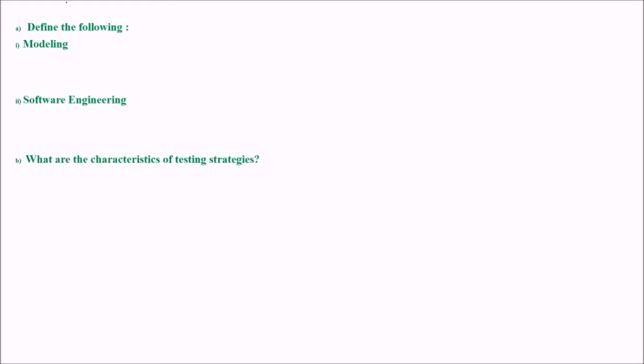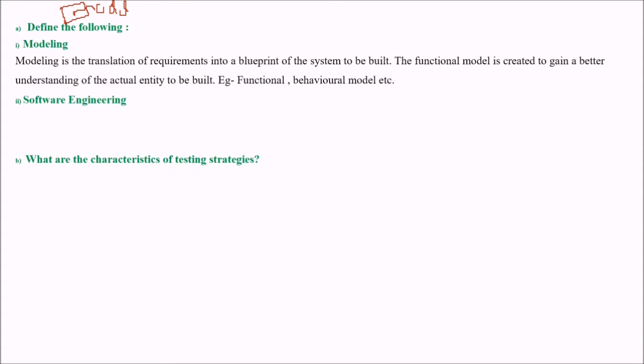Now you want to show to your user something. Or see, you have to make something you don't want to show to the user. You want to make it the way you have presumed for what you do for that. You make a model. You create a model out of it. So you create a model from the user requirement. So modeling is the translation of a requirement into the blueprint of a system to be used. Okay, and the functional model is created to gain a better understanding of the actual entity to be built, that is functional and behavioral model.